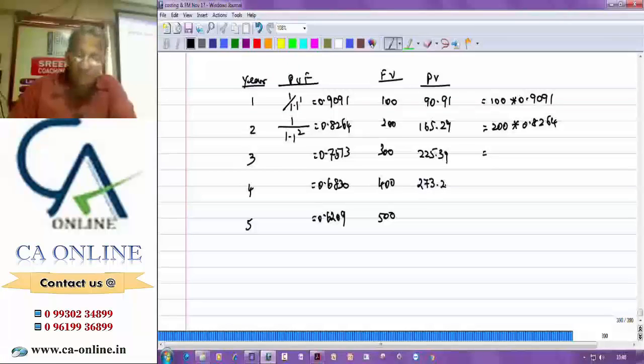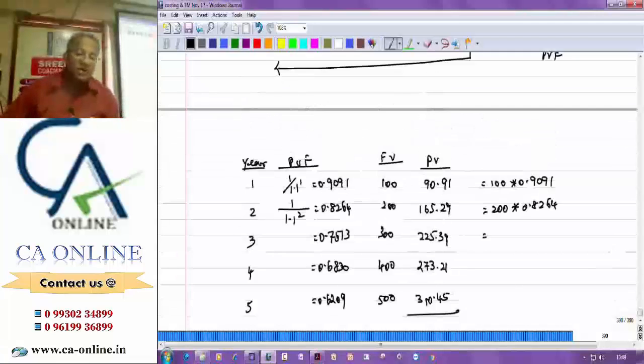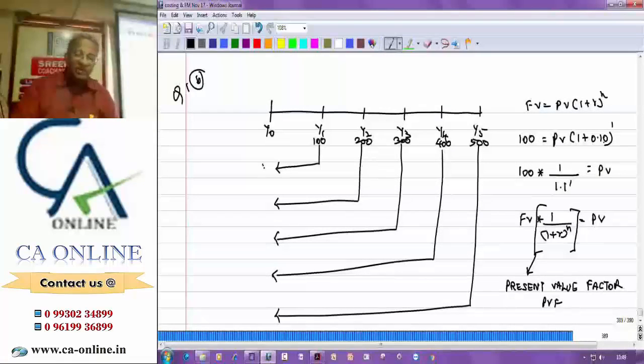273.22. 304.5. Okay. Now you can effect a total. If the question is asked for the total of that, why you can total is that because all these cash flows are occurring at the same point of time. Therefore, you can add. Cash flows which are occurring at different points of time are reflecting different purchasing powers. You cannot add. But cash flows which are occurring at the same point of time, you can add.